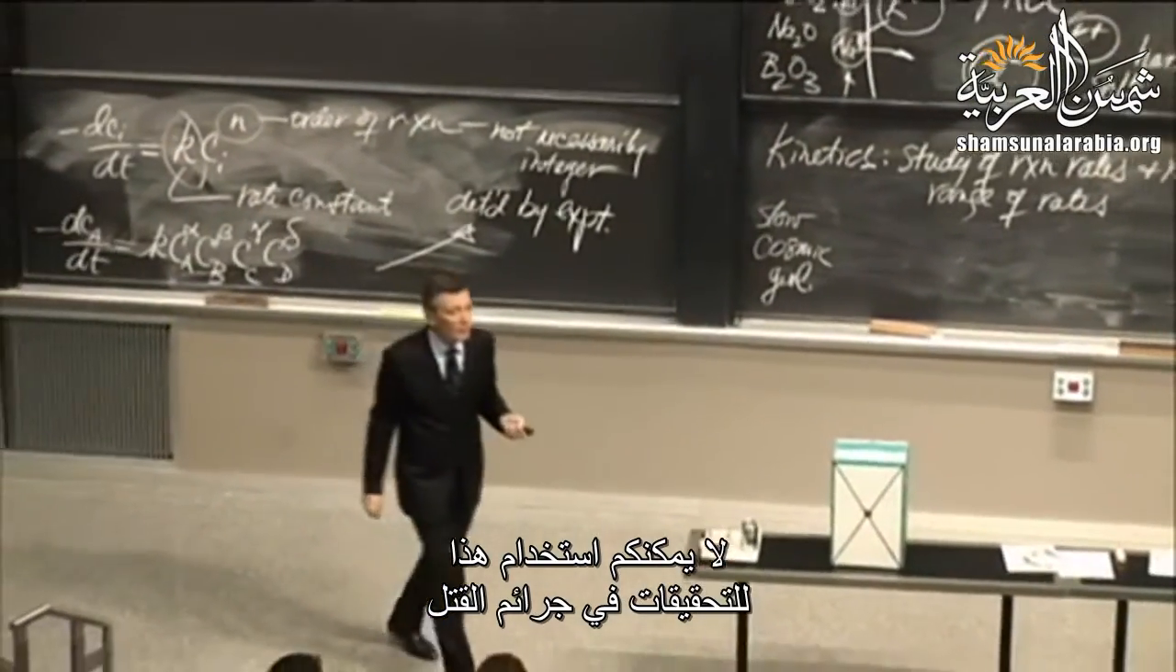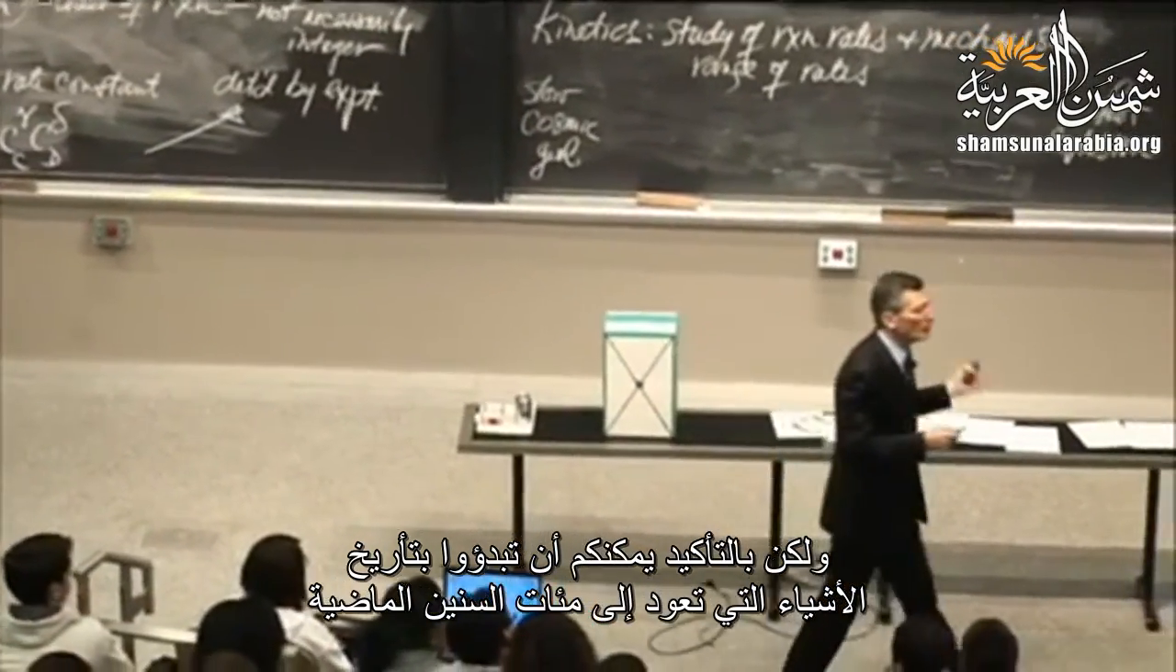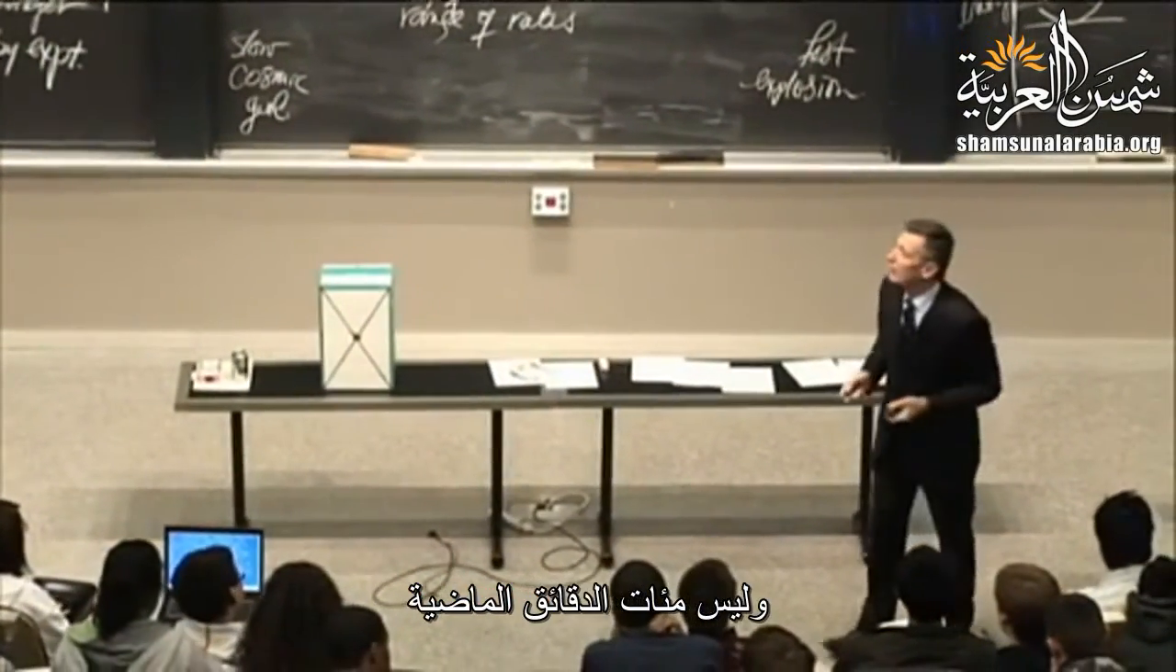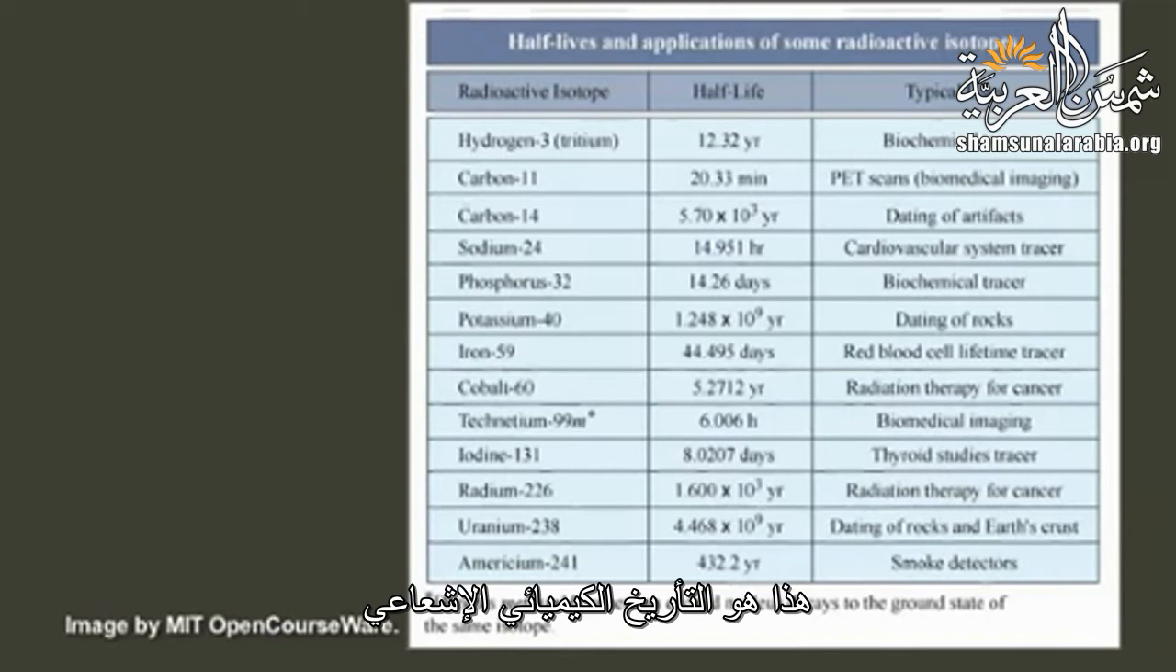Now, you can't use this for crime scene investigations, but certainly you can start dating things hundreds of years old, not hundreds of minutes old. So there's a whole bunch of other things that can be used, not just carbon. So this is radiochemical dating. And these are used in trying to nail down art forgeries and all sorts of things.